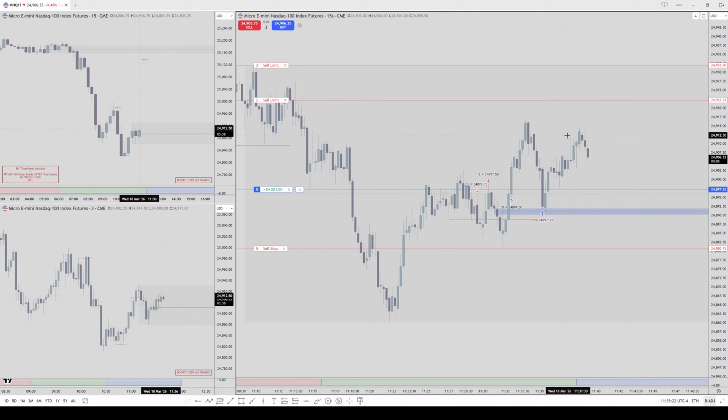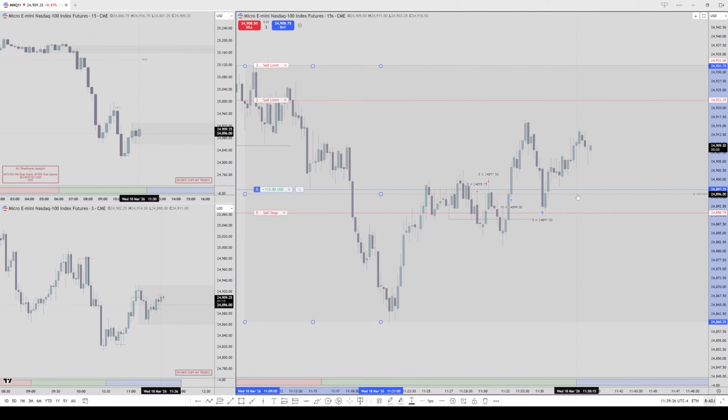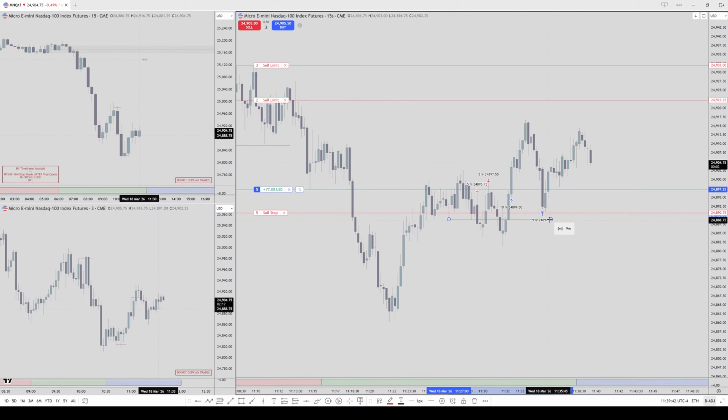Did we have a CISD? Yeah, we do have a CISD. So I can move my stops to this low right here. I can remove the inversion as well. This is the current range that we're in. I'm going to remove it as well. This is the stop hunt, removing it as well.